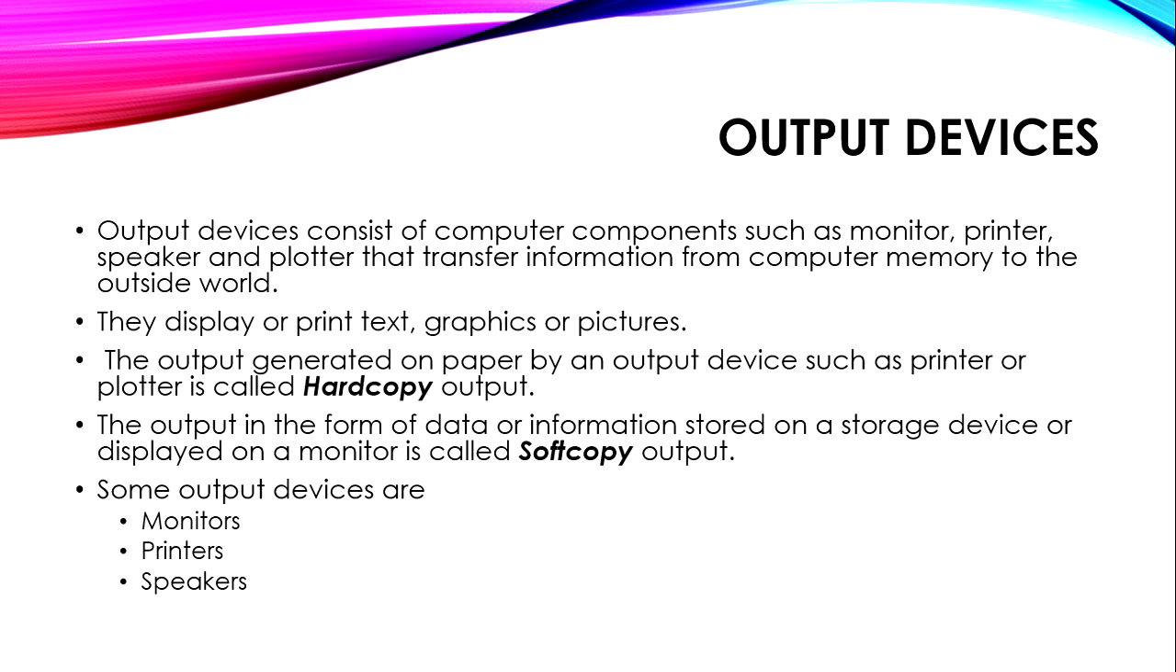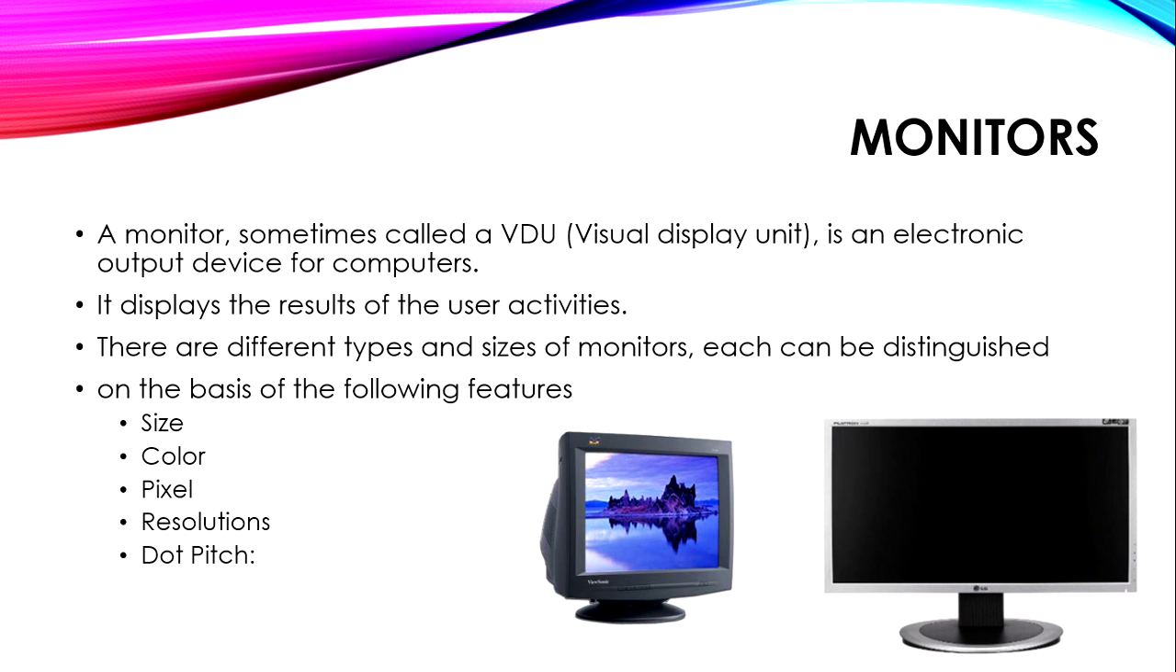Some examples of output devices are monitor, printer and speaker. First of all, monitor. Monitor, sometimes called visual display unit, is an electronic output device for computer. It displays the results of the user's activities. The output produced by a monitor is called soft copy output.